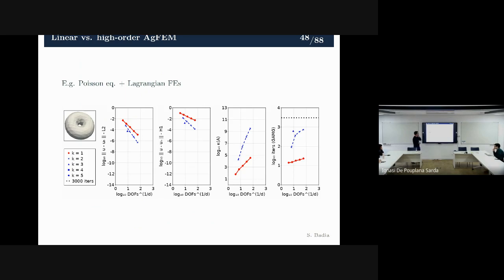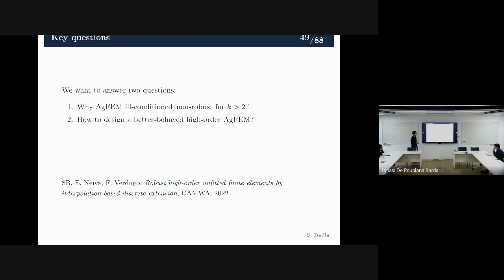In 3D, it's even worse. You can do very well first and second order. For third order, in some cases, it doesn't work. So now the question that we try to solve here, in recent work, is how we can solve this ill-conditioning, this lack of robustness, when we want to go to high order finite elements combined with unfitted.